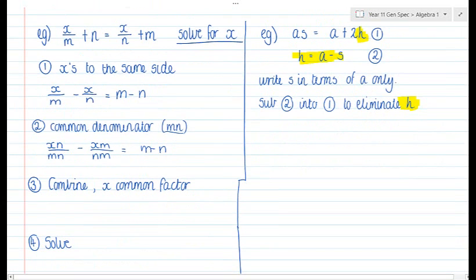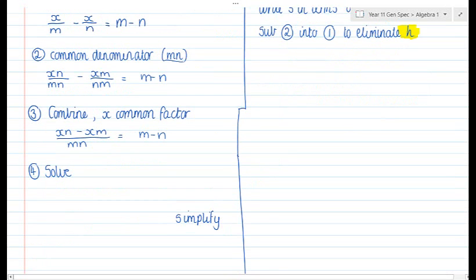Our next step will be to combine the x's together. So let's make this now xn minus xm over mn. Now that we've got the same denominator, this equals m minus n still. Okay, now we're ready to solve. So the first step will be to times the mn to the other side. So make it xn minus xm equals m minus n in brackets, lots of mn.